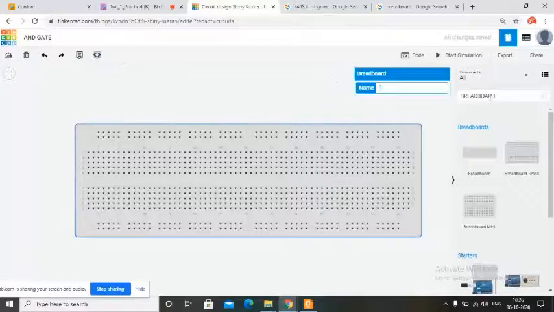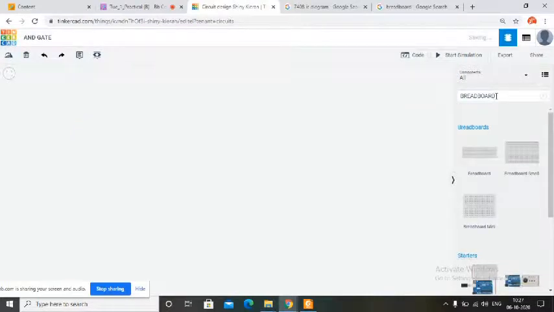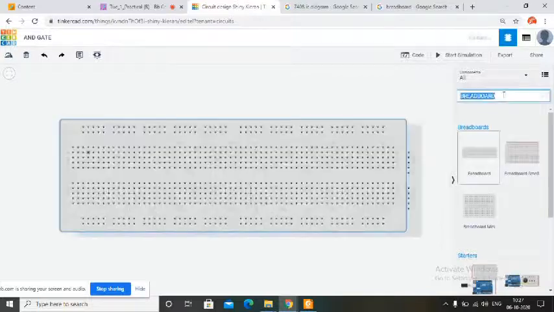Now, what you need now, you want to implement an AND gate, right? So for an AND gate, you will need the IC of that. So in the search bar, delete this breadboard. Now in the search bar, you have to delete. Just wait for a second. Try to search for the IC of AND gate.